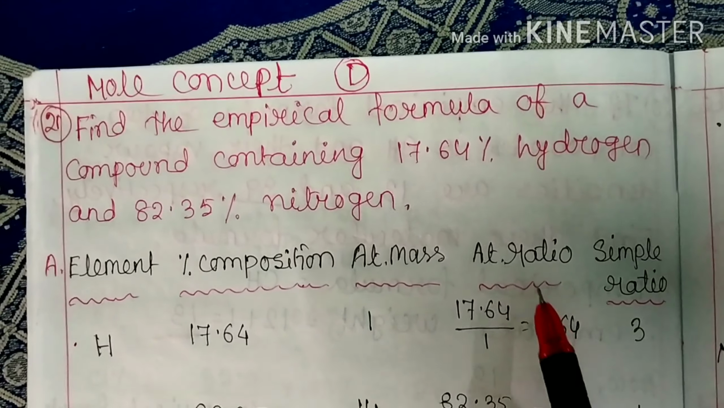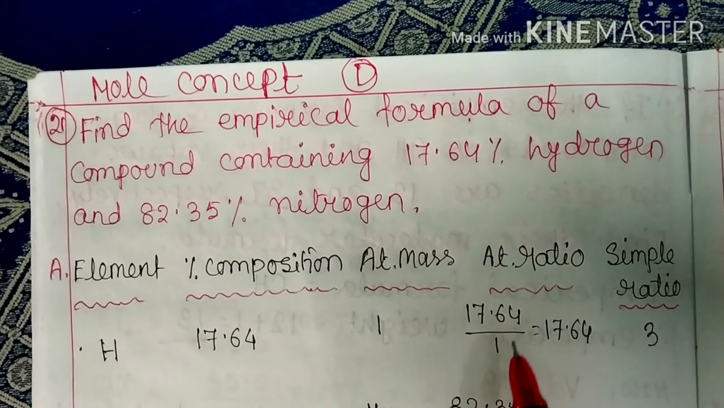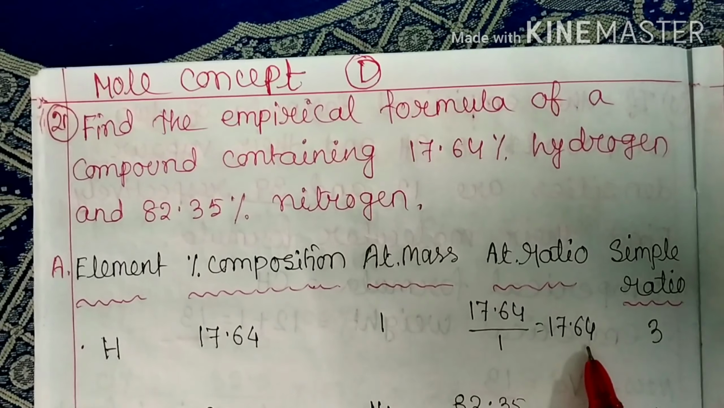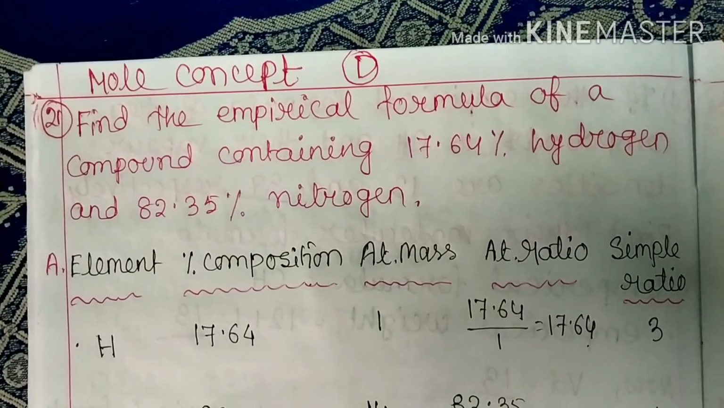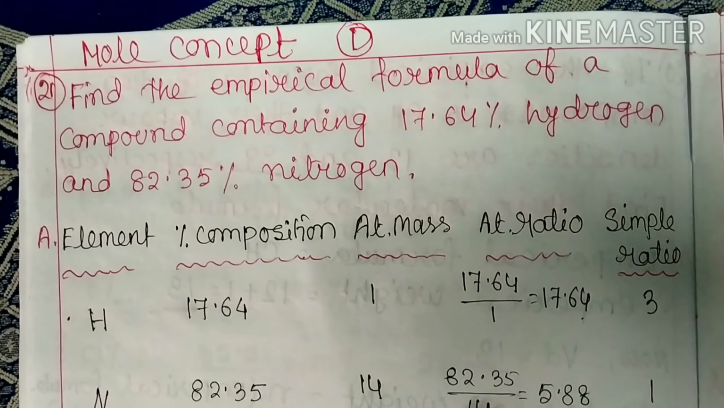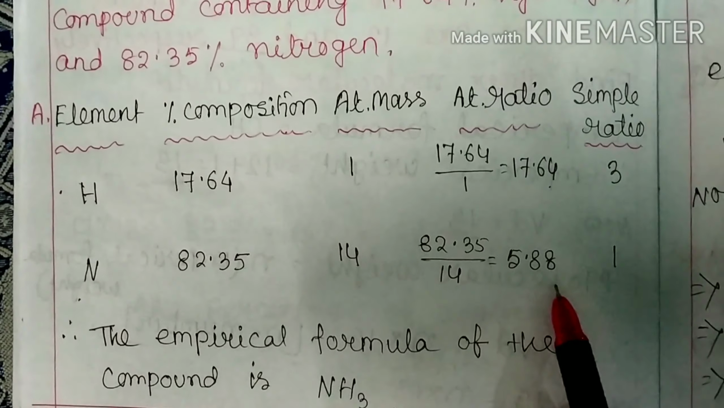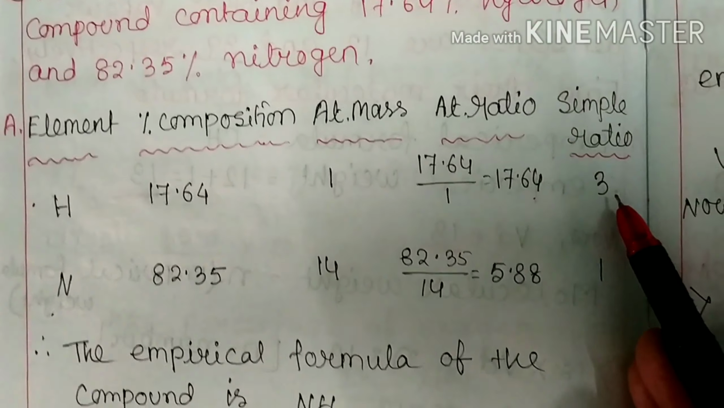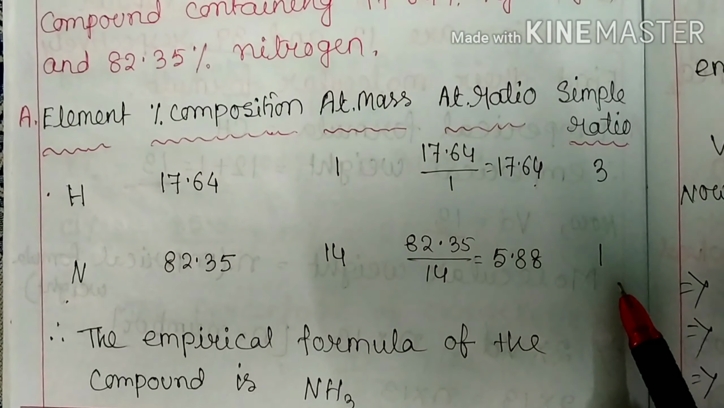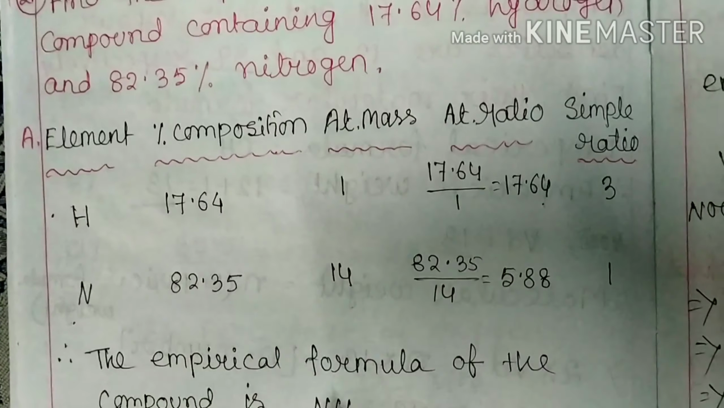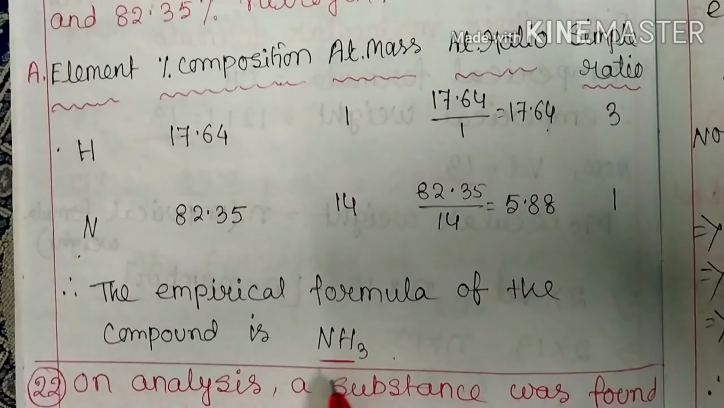Therefore atomic ratio 17.64 by 1 equals to 17.64. And in case of nitrogen, 82.35 by 14 equals to 5.88. This means simple ratio 3:1. Therefore, the empirical formula of the compound is NH3.